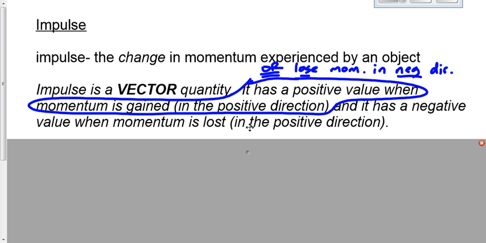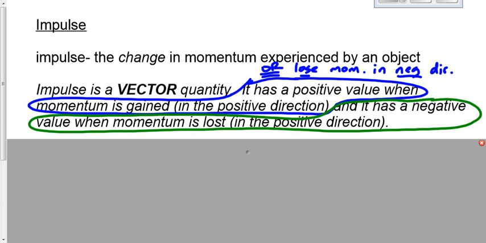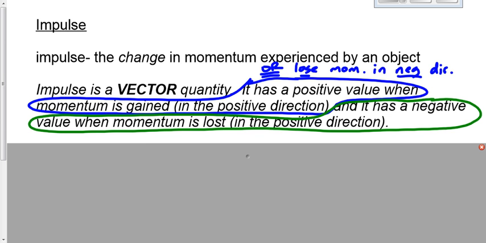But there is one more situation where we can have a negative impulse as well, and that would be when we gain momentum in the negative direction. So if we're looking at that rock or that ball falling again, not the collision with the ground as it slows down, but as it's falling due to gravity, as it accelerates, as it speeds up in the downward direction, it's gaining momentum in the negative direction. Hey, that would be a negative impulse.